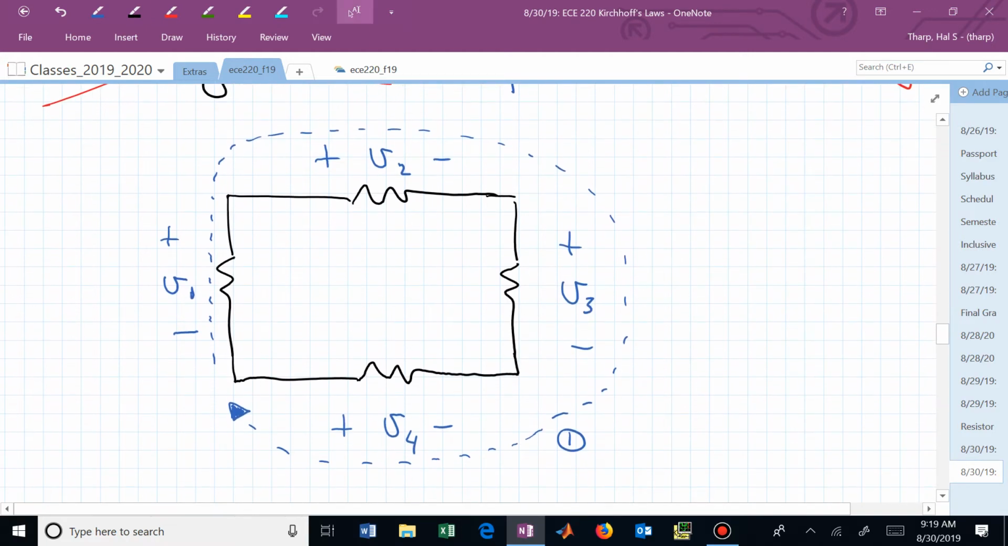Let's look at some examples. Here's a schematic with 4 resistors, really just 4 elements. We're just concerned about their voltages, the voltages associated with those 4 elements, and this is in a closed box, or a closed interconnected configuration of wiring. And we have 4 voltages that are across those elements.